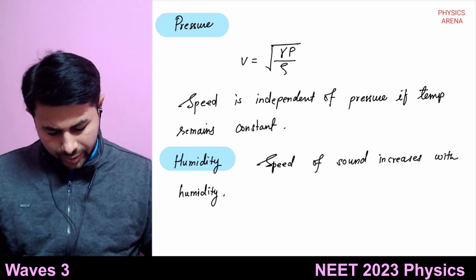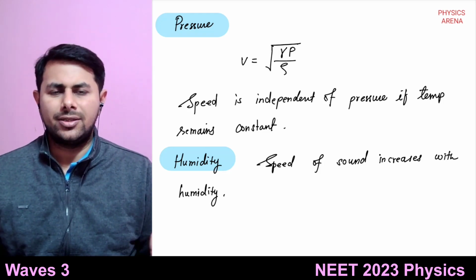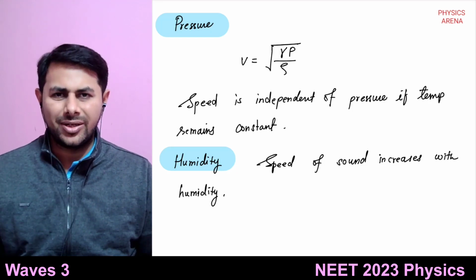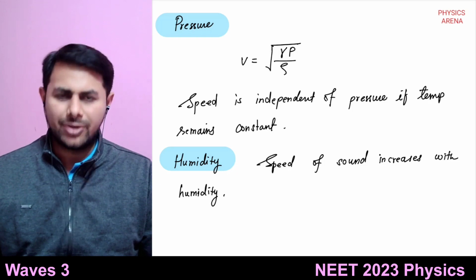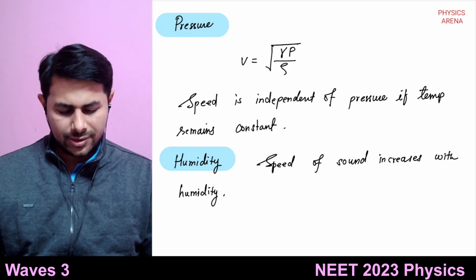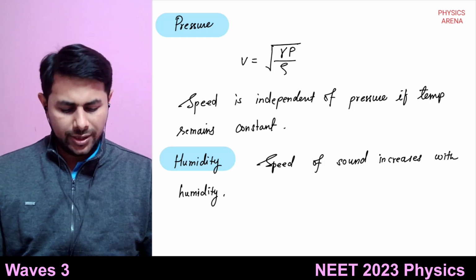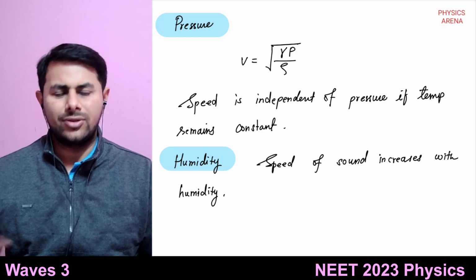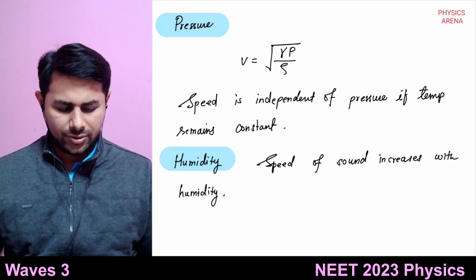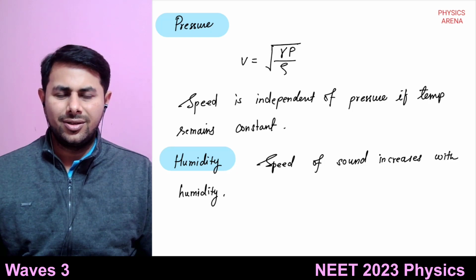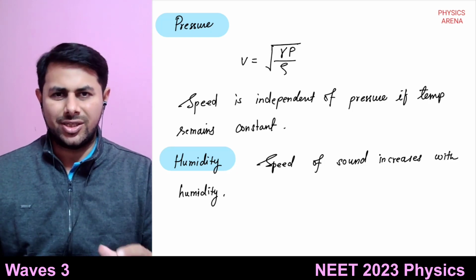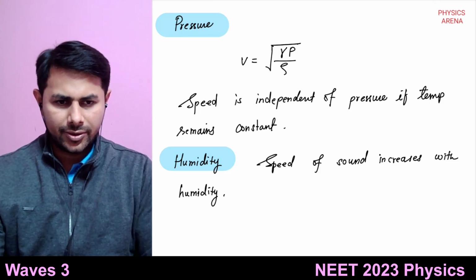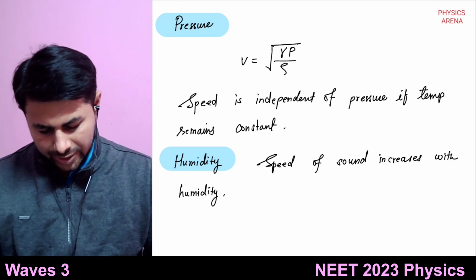All right. And then it depends on some other factors, like if wind is blowing or not. If wind is blowing, there will be some change in the speed of sound. But those are random things, right? So there will be some change, and what kind of change depends on the specific situation itself. All right, so let us see some problems based upon these topics.